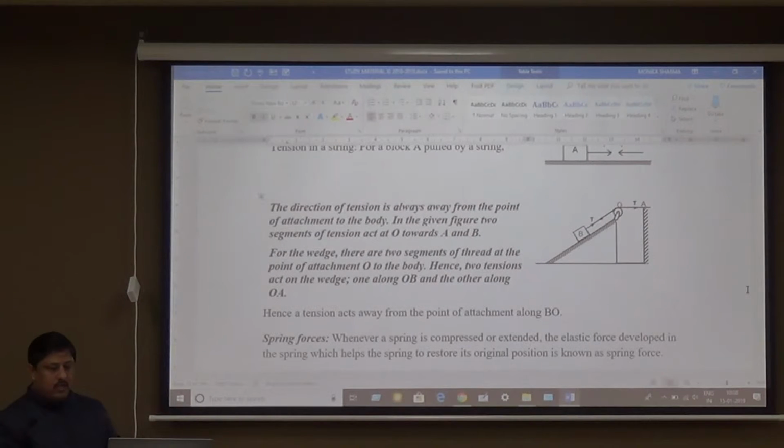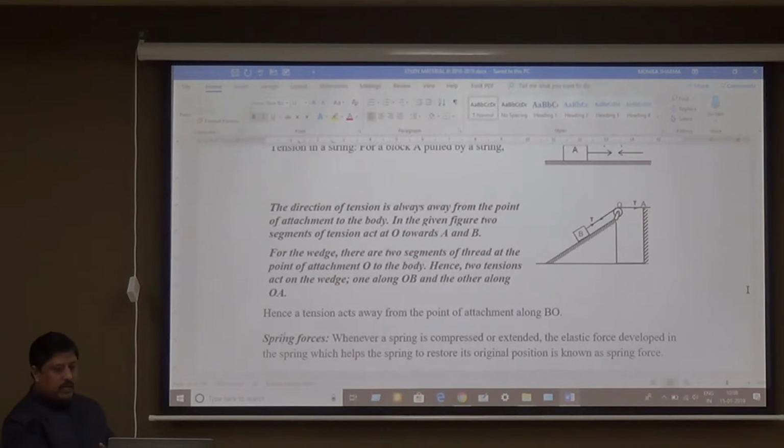In the given figure, two segments of tension act at O outwards. You can see the pulley, and in the pulley the point is O. The same tension is there because the string has no mass. The segments of tension act at O towards A and B.